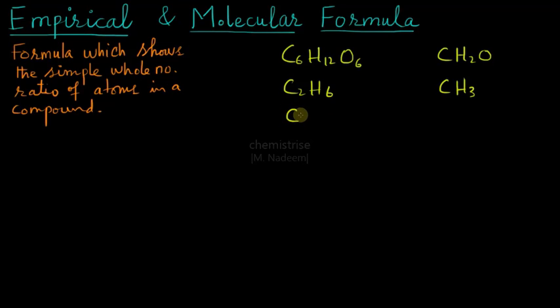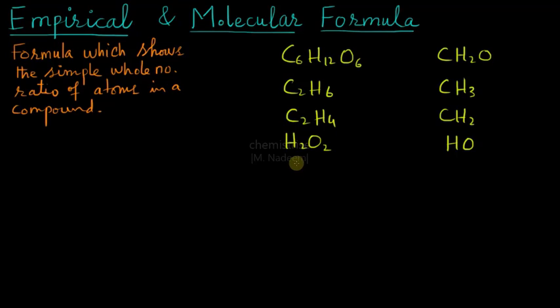Similarly, we can have a compound like C2H4. This one is ethene. The simple whole number ratio would be CH2. So from any given formula, like H2O2, which is the formula of hydrogen peroxide, the molecular formula, the empirical formula will be HO. So from any given molecular formula, we can find the empirical formula by just taking the simple whole number ratio.